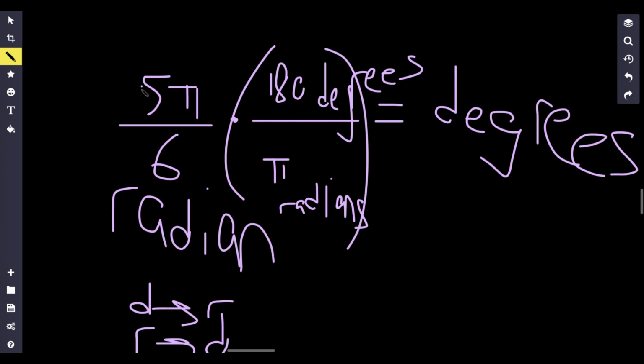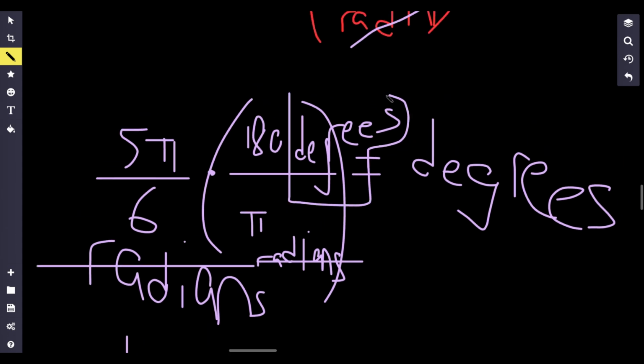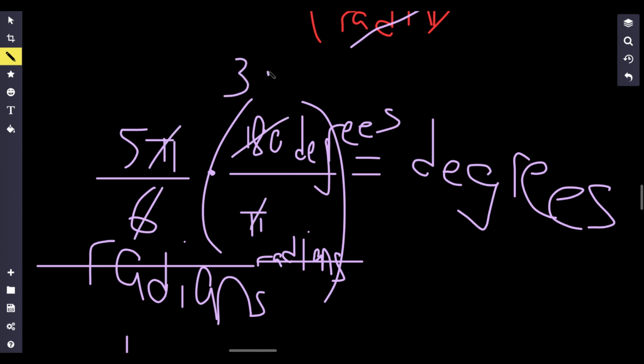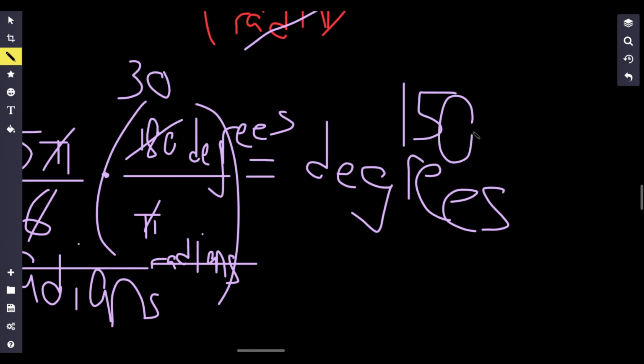So this is 5 pi over 6 radians, and then there's a pi radians in the denominator, right? There's something in the numerator and something in the denominator, so the radians will cancel out and you're just going to be left with degrees. The pi's are going to cancel out. 180 divided by 6 is 30. 5 times 30 is just going to be 150. And that's our answer.